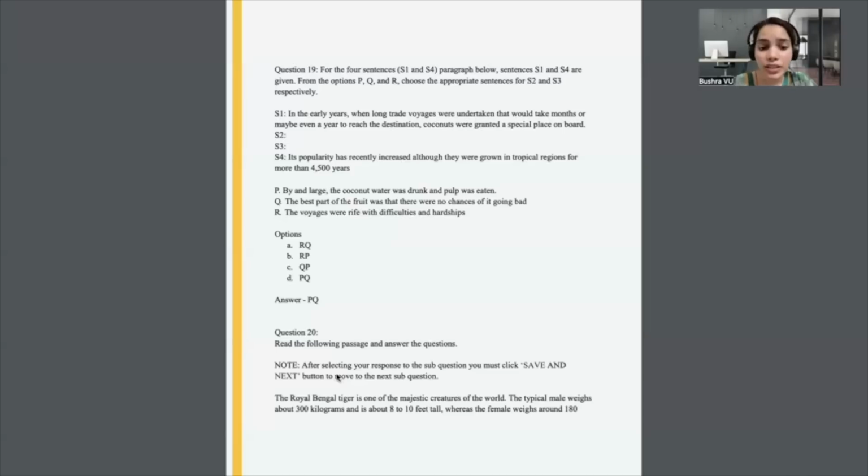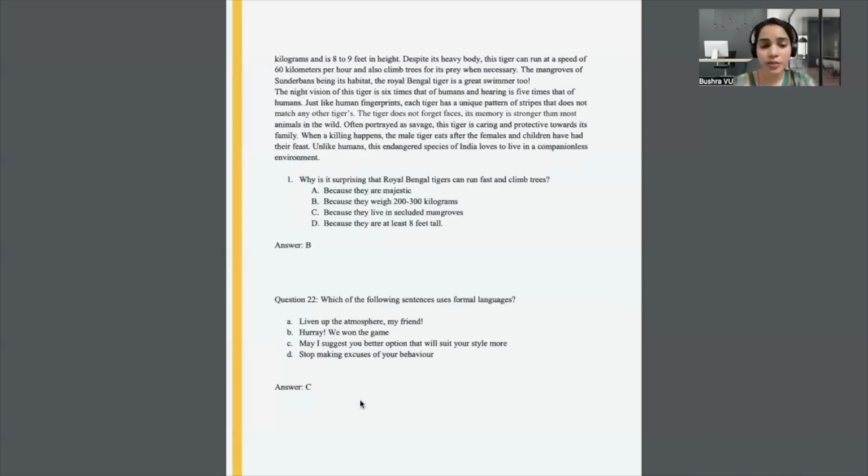Okay. Read the following passage and answer the questions. After selecting, click and save. So now there's a passage given that you have to read and some questions are asked. This is going to be a quick test. What I would recommend is, if a lot of questions are asked from one passage, then read the passage thoroughly.